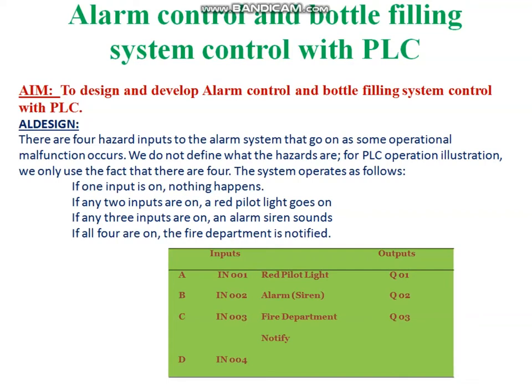So if any 2 sensors become true, and there are 4 sensors, how many combinations will we have? Any 2 sensors becoming true means we will have sensors 1 and 2, 2 and 3, 1 and 4, 1 and 3. There are different combinations, about 6 combinations we will get, 1 2, 2 3, and so on. We will be using these 6 combinations in this particular system.